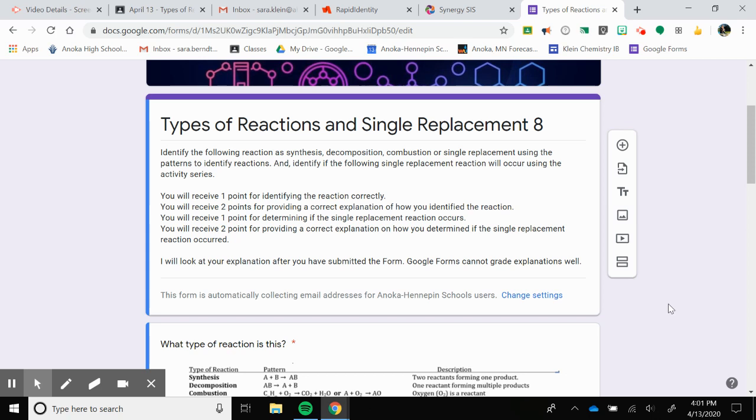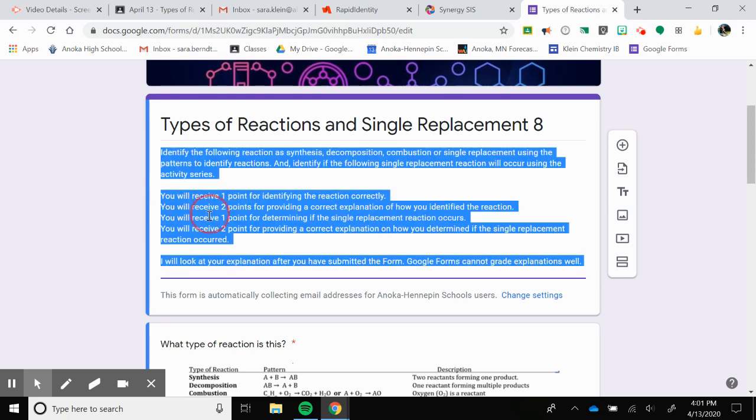Then you're going to identify if a single replacement reaction occurs using the activity series and explaining how you determined both of those things. So what I want you to notice is that the emphasis on how you will receive points with this was through the explanation, right? 1 point was for identifying it correctly, but 2 points was if you could explain how you did that. Same thing with single replacement, 1 point for identifying that it happens or not, and then 2 points for explaining how you determined that. So I had to go through and grade the forms. And so as I went through, there were comments that I had noted and had decided that this would be a good way to spend today.